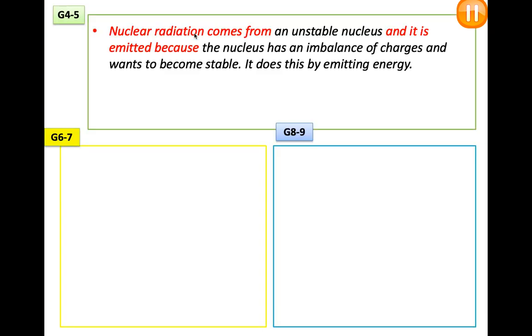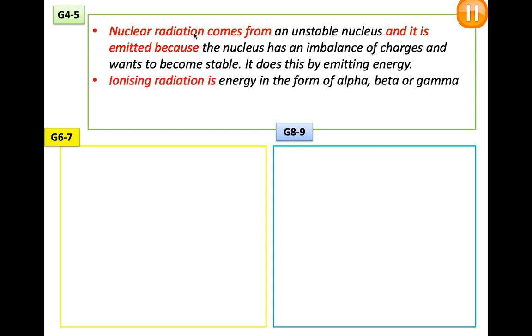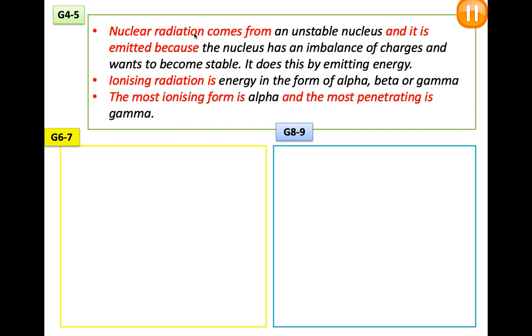Okay, grade 4 to 5. Nuclear radiation comes from an unstable nucleus, and it is emitted because the nucleus has an imbalance of charges and wants to become stable. It does this by emitting energy. Ionizing radiation is energy in the form of alpha, beta, or gamma. And the most ionizing form is alpha, the most penetrating is gamma.